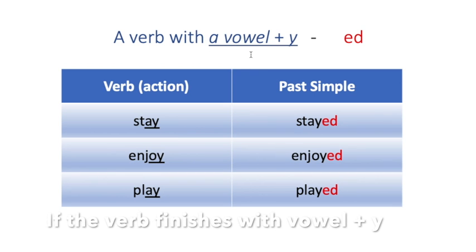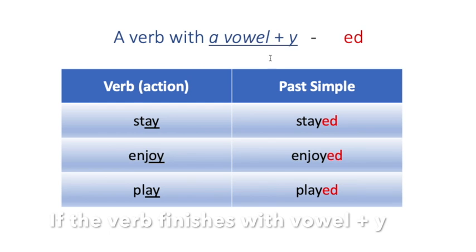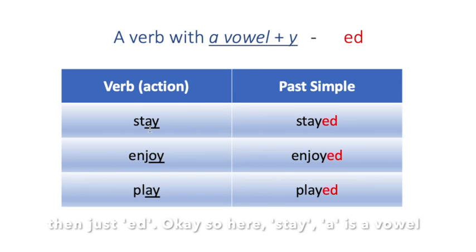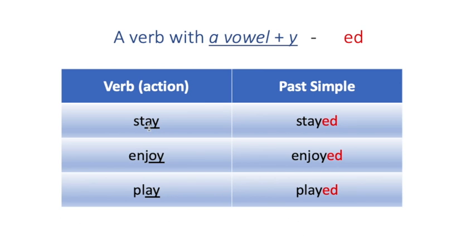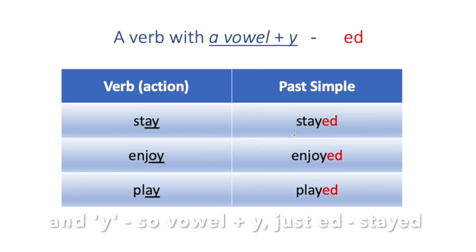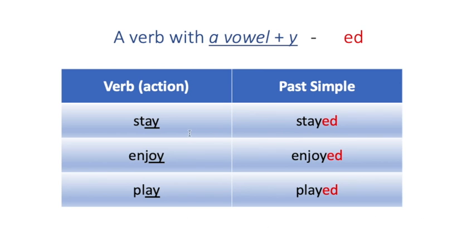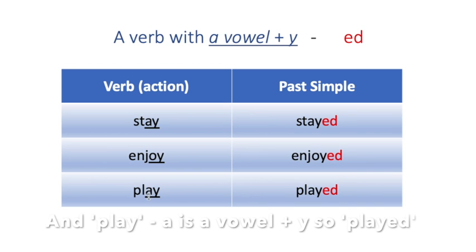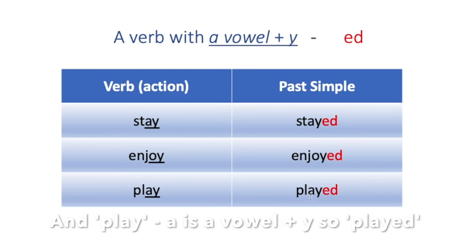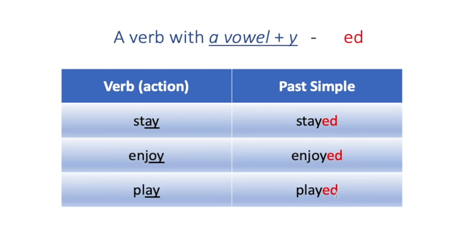If the verb finishes with vowel and Y, then just ED. Okay, so here stay, A is a vowel, and Y, so vowel Y, just ED, stayed. Okay, and enjoy, O is a vowel, and Y, so past simple, enjoyed, ED. And play, A is a vowel and Y, so vowel Y, then played, just ED.